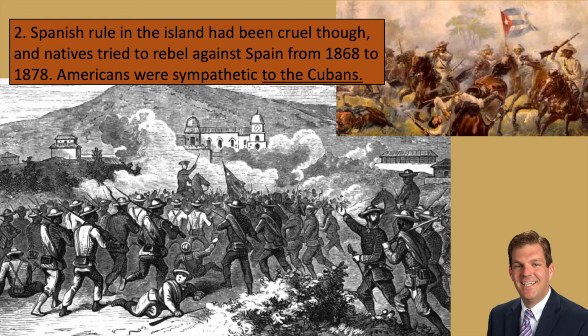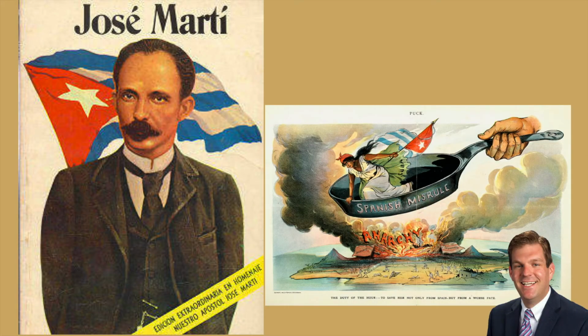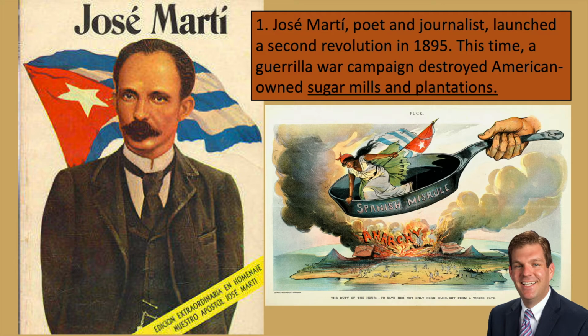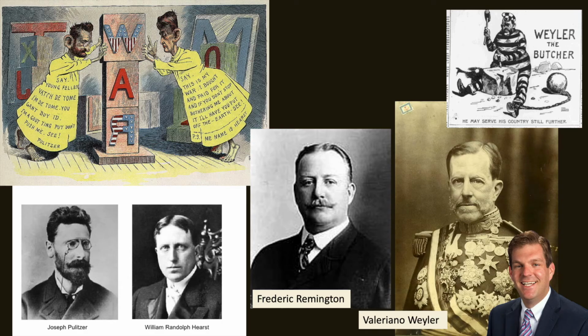Cubans were able to get slavery outlawed in 1886, which made it possible for American capitalists to invest millions of dollars in the Cuban sugar plantations. And that leads us to the Second War of Independence, when Jose Marti, the poet and journalist, launched a second revolution in 1895. This time, a guerrilla war campaign destroyed American-owned crops, and that changed American public opinion. We were a little bit more mixed on it. In one sense, yes, we want to see people overthrow their colonial oppressors, and that sounds like the American story, but on the other hand, now it's causing American problems because they're burning down American plantations. Roman numeral 20.